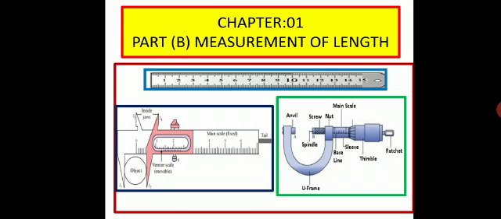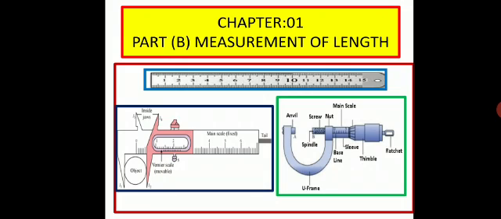So we are at the first chapter, part B, measurement of length. To measure a physical quantity such as length, we use instruments like meter scale, vernier caliper, screw gauge. You have a look at the slide there. These are the instruments to measure a physical quantity such as length. You have a meter scale, vernier caliper, screw gauge.